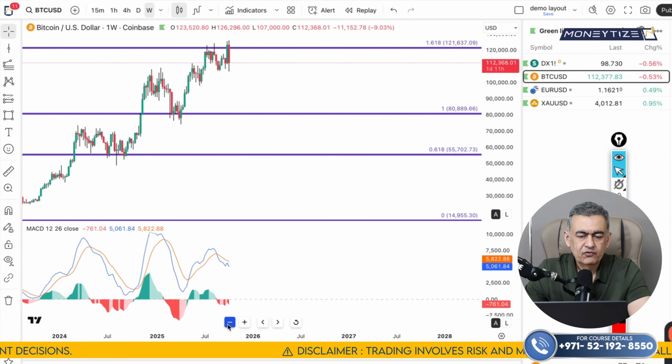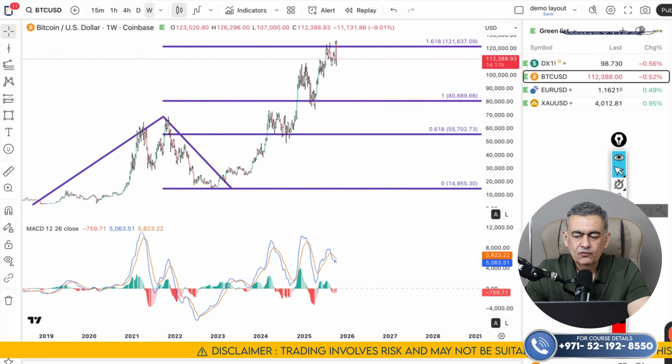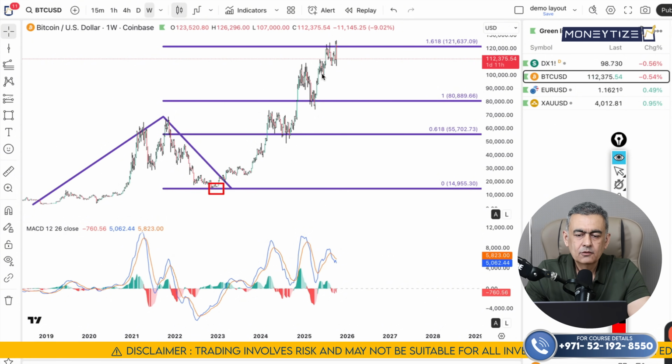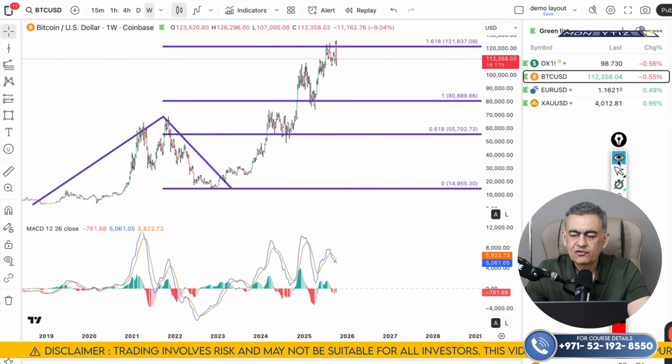Now I will apply fib retracement here on the move from the lowest point to the recent high. So let's apply retracement here.